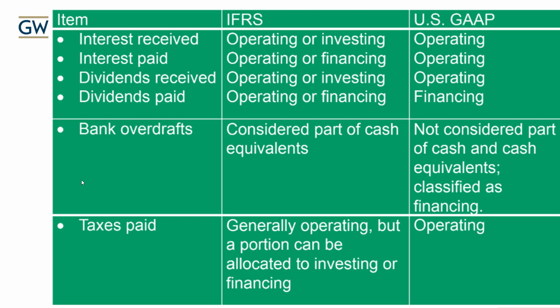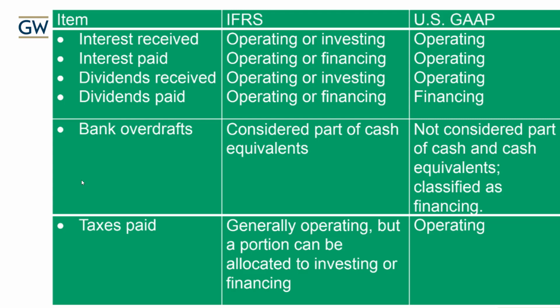Interest paid is also going to be operating under US GAAP. Under IFRS, it's considered part of financing, the interest that you pay. Under US GAAP, it's only operating. Dividends received, operating or investing. Say you own a part of one of your subsidiaries and you receive dividends from that. Under US GAAP, you're going to count that as part of your operating activities. You're going to treat it like a piece of equipment that gives you money. Dividends paid, operating or financing, and under US GAAP, it is financing.